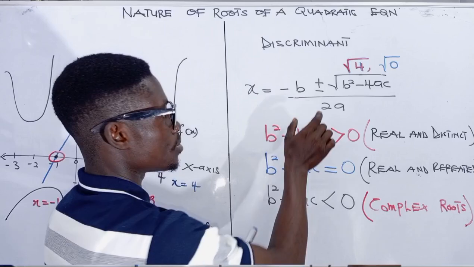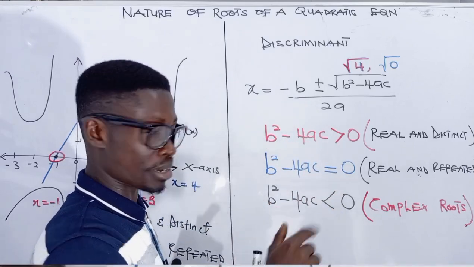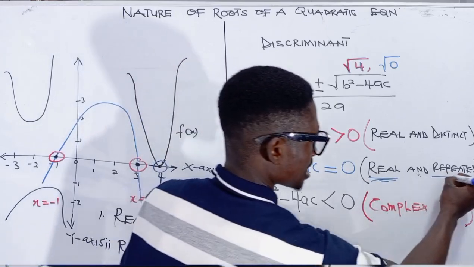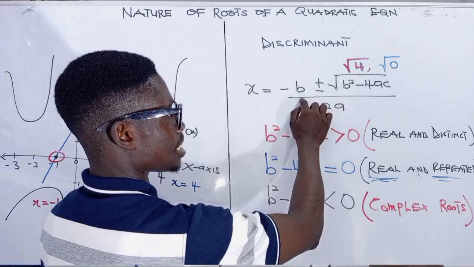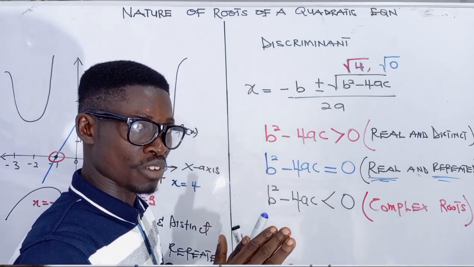0 minus this number will give us the same number. So that number is also a real number. So that is why we are saying that we are going to get real numbers, but it is going to repeat, because 0 plus or minus these numbers is going to give us the same number. I believe you are following me.